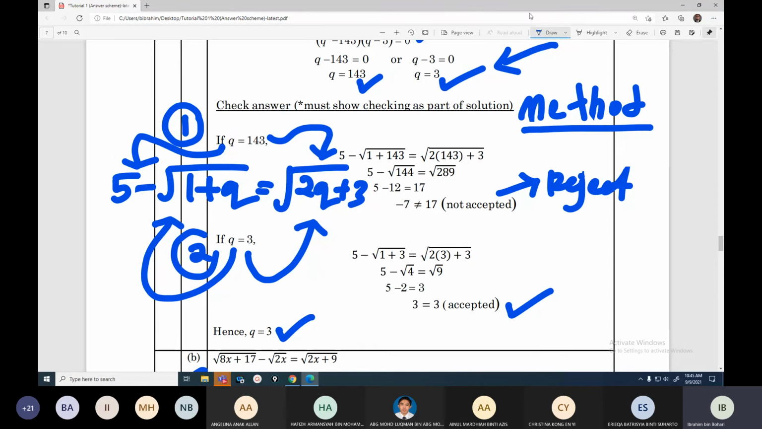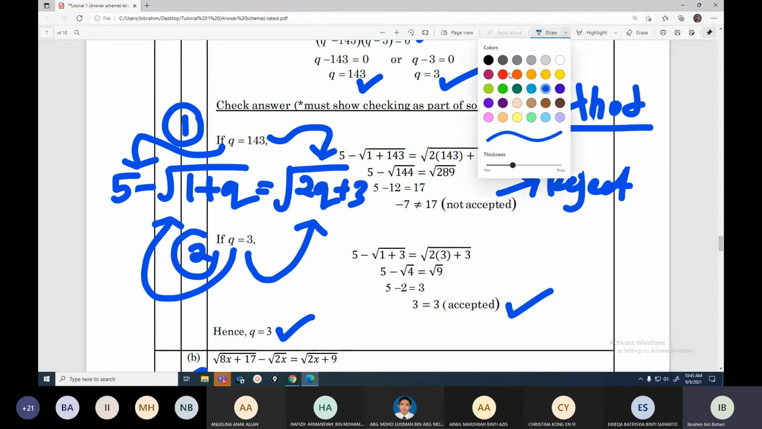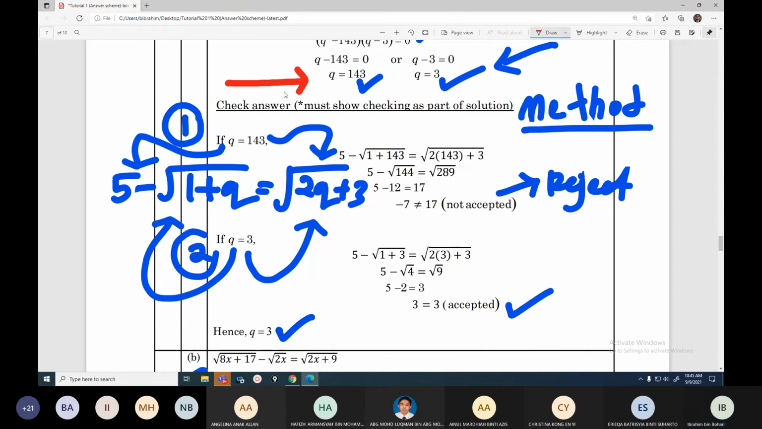Saya beritahu tadi, this one if you just give the solution sampai ke sini saja, kalau sampai sini saja betul. Tapi you punya solution dia tak complete. Kita nak you check the left hand side, check the right hand side of the equation, and then you compare. Not equals, you reject. Kalau dia equals, 3 equals to 3, so this one you accept. So the final answer here, Q equals to 3.